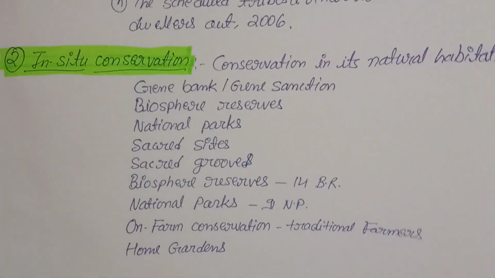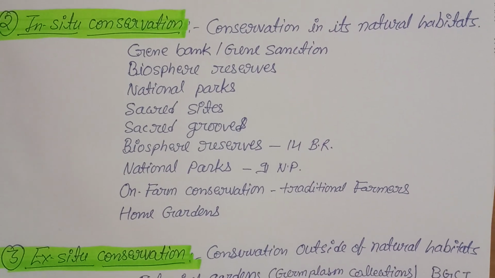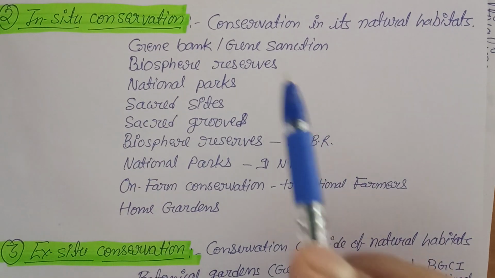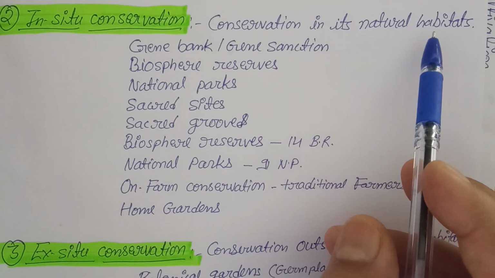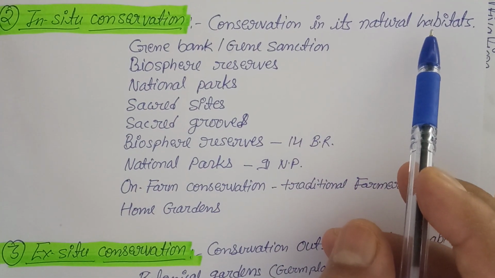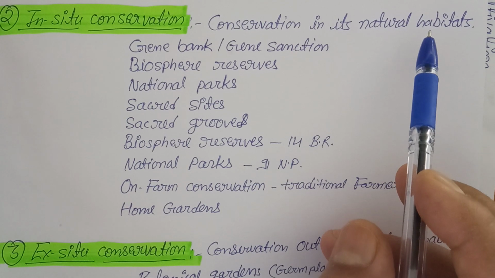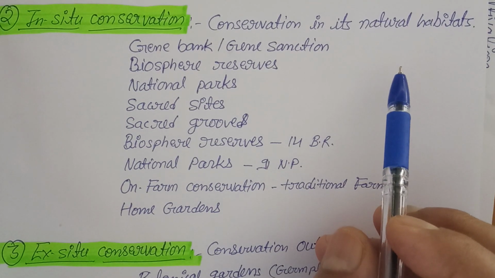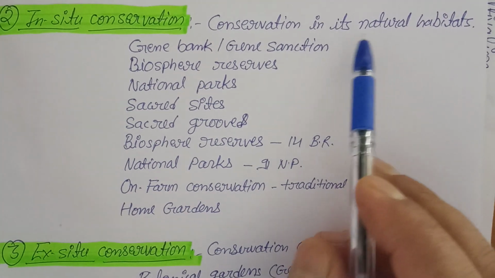The second thing is in situ conservation, right? As the name indicates, in situ means inside or within, right? So it is conservation in the natural habitat, wherever they have grown, in their natural habitat by their own, using the rainfall and the agroclimatic conditions, they have grown up.